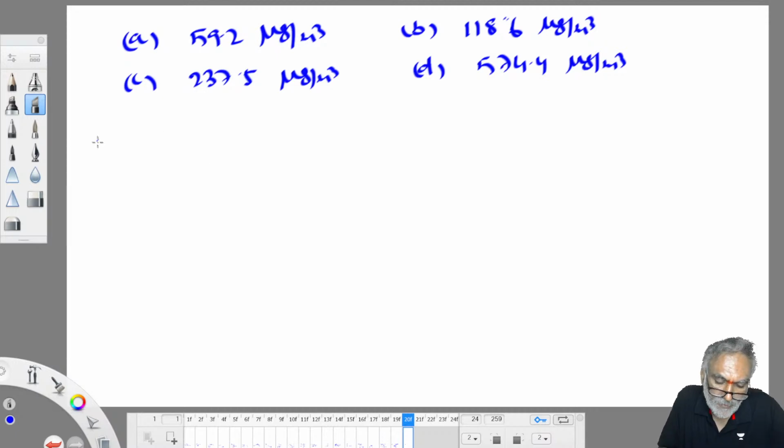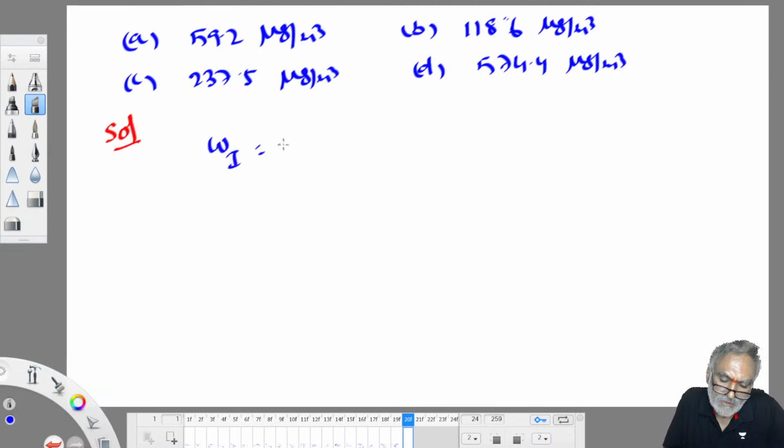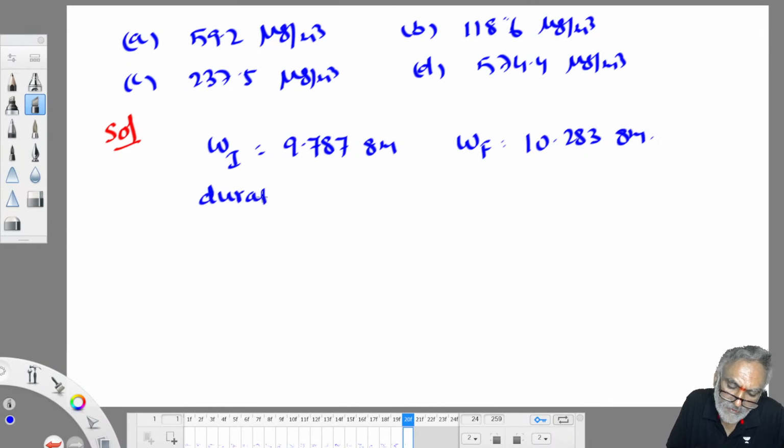So what is given? Simple. Question length is this much. Solution is so simple. Initial weight is equal to 9.787 grams. Final weight is given as 10.283 grams. Duration of sampling is 24 hours.